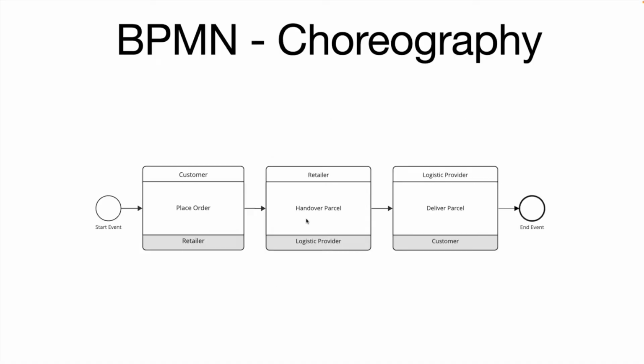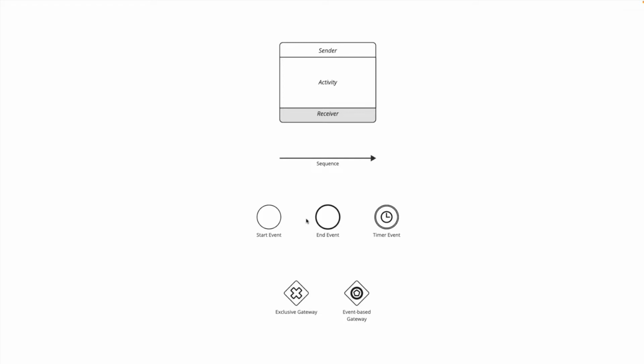BPMN is a modeling language, just like other modeling languages such as UML, but this modeling language is made specifically to model processes. One category of BPMN is choreography, and choreographies are made to model the interaction between different entities. So let's describe the components of this modeling language.